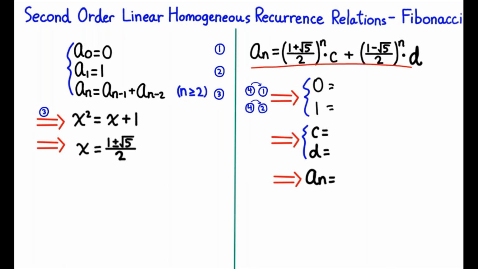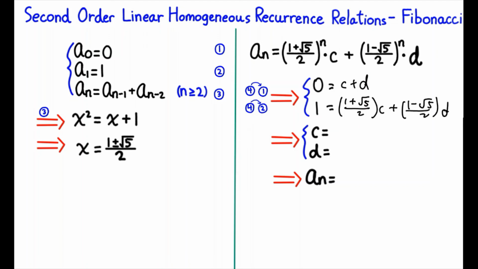An is equal to 1 plus square root of 5 divided by 2 to the n power times c plus 1 minus square root of 5 divided by 2 to the n power times d. Putting the first two equations into this over here, then we get that 0 is equal to c plus d, and 1 is equal to 1 plus square root of 5 divided by 2 times c plus 1 minus square root of 5 divided by 2 times d.